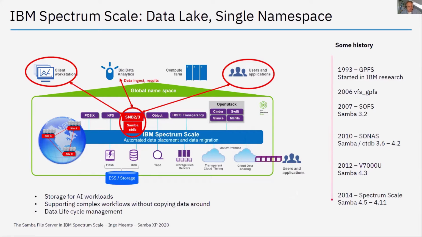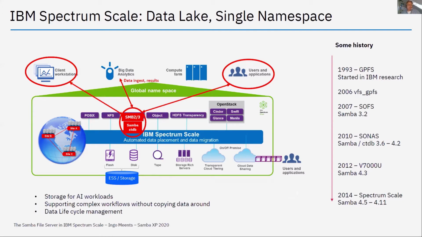For example, for AI workloads, you can ingest the data over NFS. You can connect your HPC workloads via native GPFS clients. You might have exports over object or do analytics with HDFS. And so you're accessing the same data all the time. There are also various replication mechanisms so that you can distribute your data around the world and cache data.